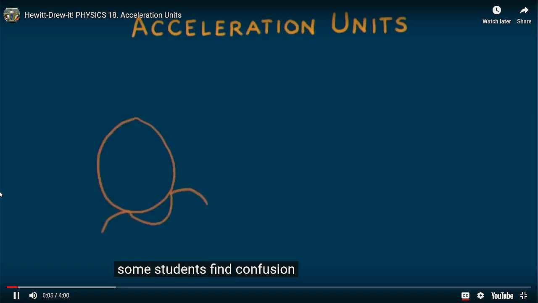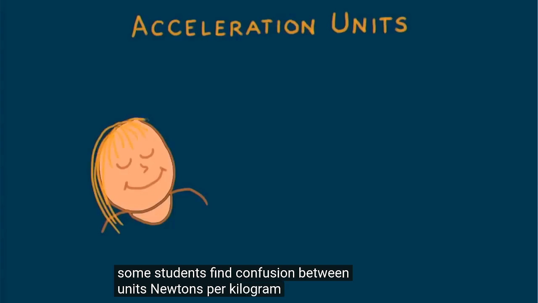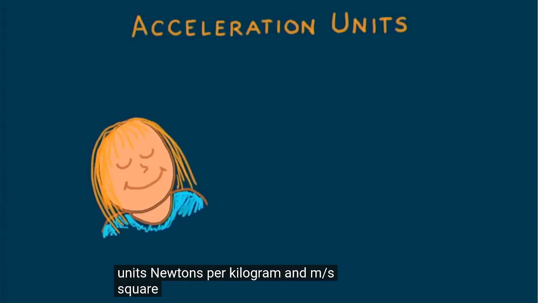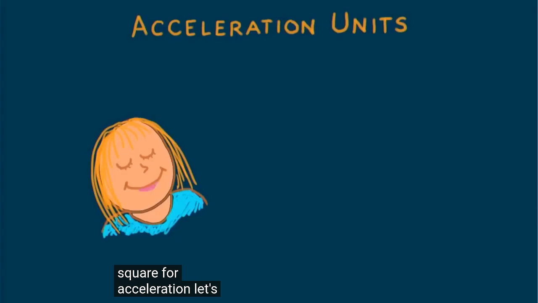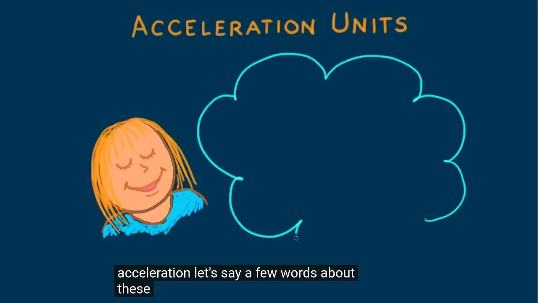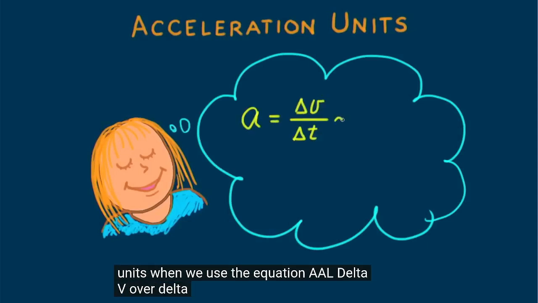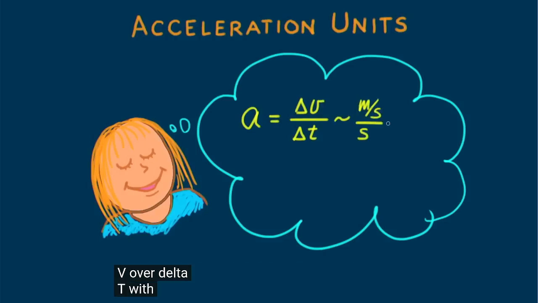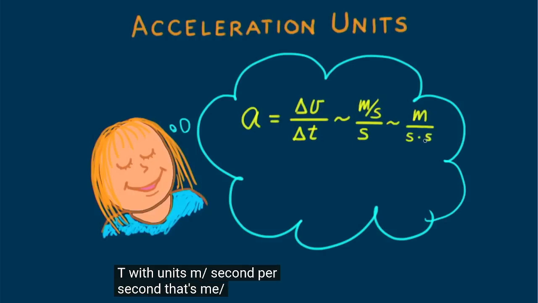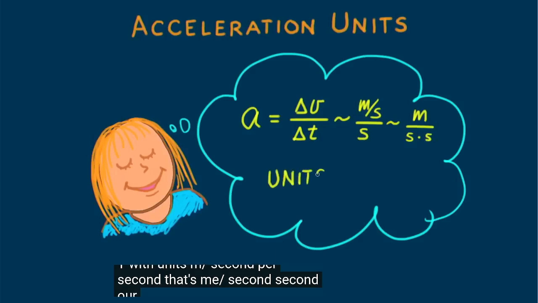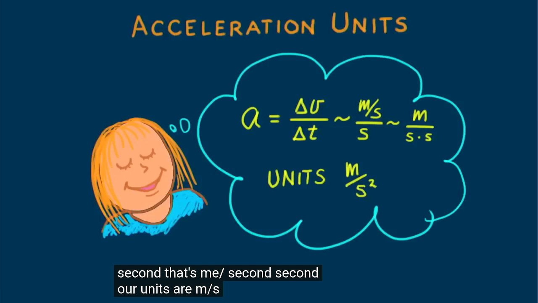Some students find confusion between units newtons per kilogram and meters per second square for acceleration. Let's say a few words about these units. When we use the equation a equals delta v over delta t, with units meters per second for change in velocity, and units seconds again for the corresponding change in time, our units are meters per second square.